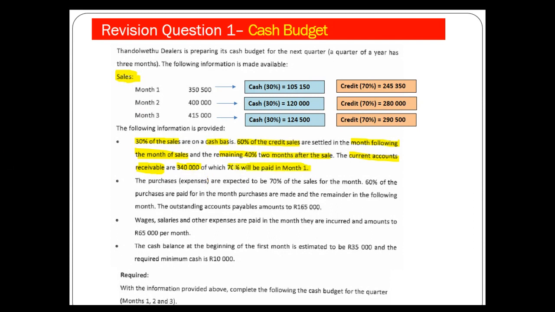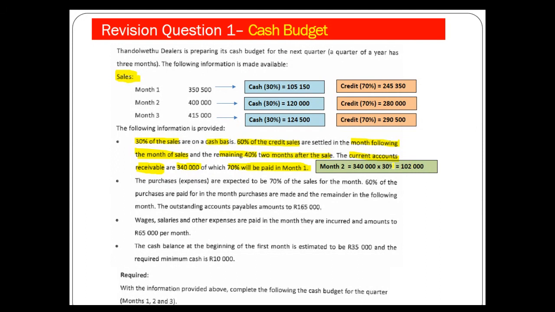In month one, so we must be careful by the time when we record in the books. In month one, we must receive 70% of 340. So if we receive 70% of 340 in month one, it means the remaining percentage, which is 30%, will be received in month two. Can you see? So this is how I will do it. I'll just say, okay, in month two, I'm going to say 340 of 1,000 multiplied by 30%, and I get 102.